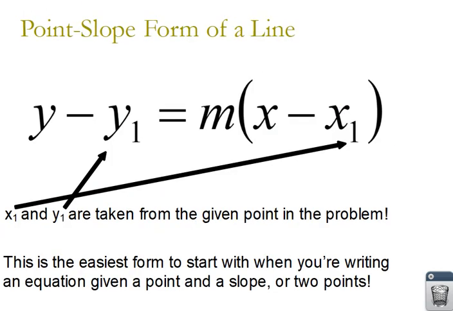Alright, here's a reminder of point slope form. x1 and y1 come from the point that I give you in the problem. If I give you 2 points, then you get to pick which one you want to plug in. Just pick the easiest one and go with that. M is your slope, so you need to either find the slope and plug it in or just plug it in.